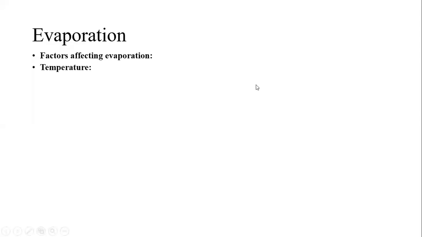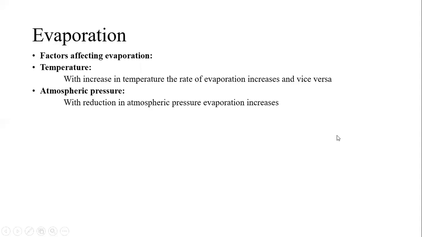Okay, so the first parameter affecting evaporation is the temperature. Now, how is the temperature going to affect? What is the effect of temperature on evaporation? As temperature increases, evaporation increases, and whenever atmospheric pressure increases, evaporation reduces. In other words, with a reduction in atmospheric pressure, the evaporation goes on increasing.